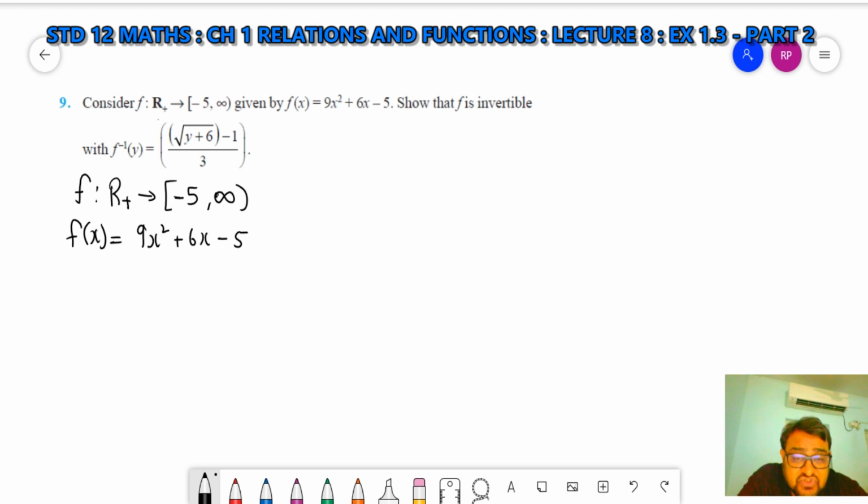The question says show that f is invertible. That means it will be one-one and onto. Clear? Now let's check first for one-one. Remember, if it was f from R to R, then this type of function will never be one-one and never be onto. But here it's R plus.